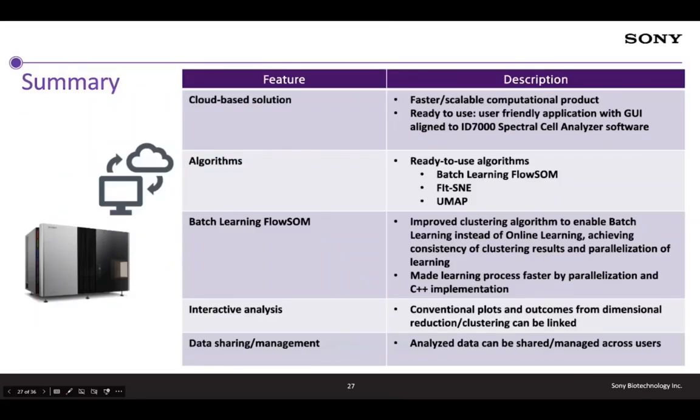So a summary of the SFA software. Because it's a cloud-based solution, it's a lot faster and it's scalable, and it's ready to use if you're used to the ID7000 software already. It's already pretty user-friendly, so you don't have to use any more time to learn a new software when you're doing these advanced analyses. The batch learning FlowSOM, the FIt-SNE, and the UMAP are included, all ready to go. And the batch learning is an in-house improvement on the original FlowSOM algorithm. We have interactive analyses. So if you're using these advanced analyses, you can go back and forth between these and your conventional bivariate plots to interrogate your data and find some interesting results. And then because the data is uploaded to the cloud, you can share that data with any of your collaborators.